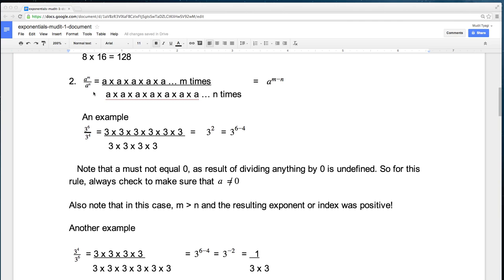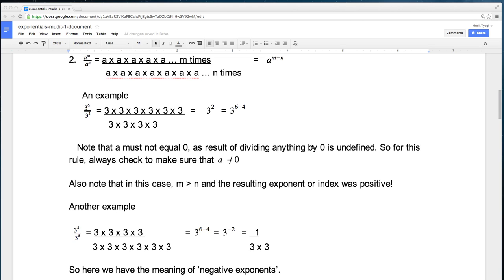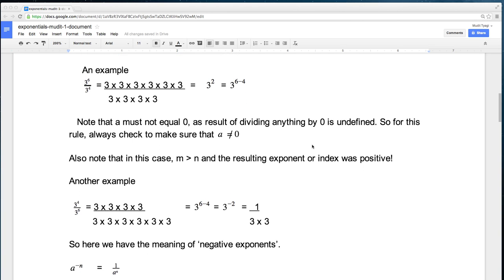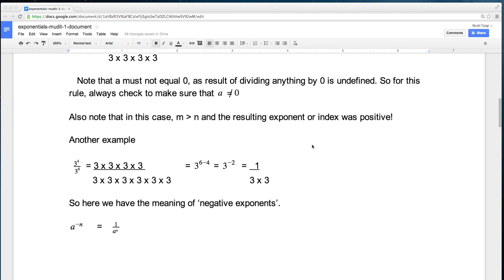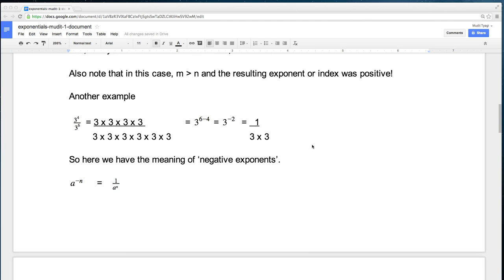So, what happens if a is 0? Then you just have 0 divided by 0, and the statement that we make here is not very meaningful. So we say that in order for the statement to be meaningful, a should not be 0.